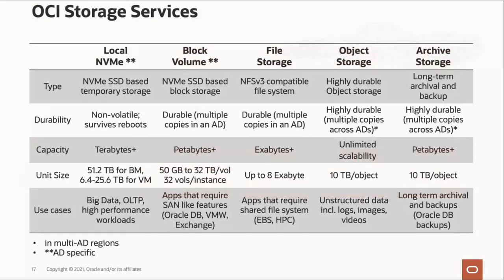So Brandon, do you want to talk for a few minutes about this one? Yep. So this is a compare and contrast visual of the different storage types that we have, comparing durability, capacity, unit size, and the different use cases. As we can see, object storage is a great example of a storage service that we use for images, logs, and videos. It has unlimited scalability, and the unit size could be up to 10 terabytes an object. This compares with our other services.